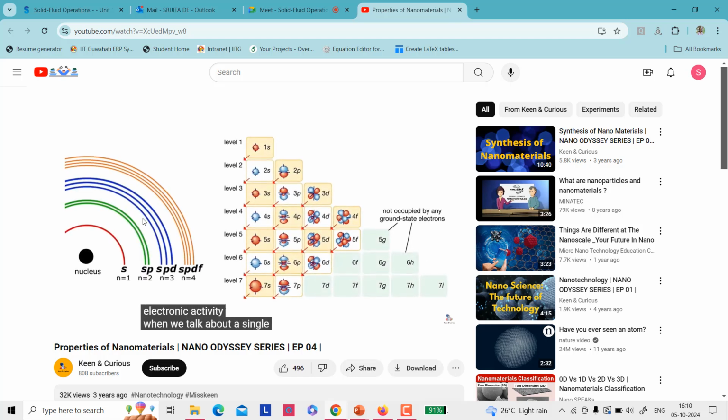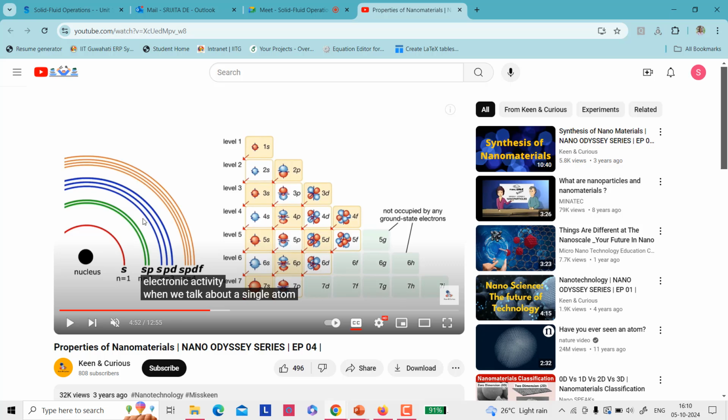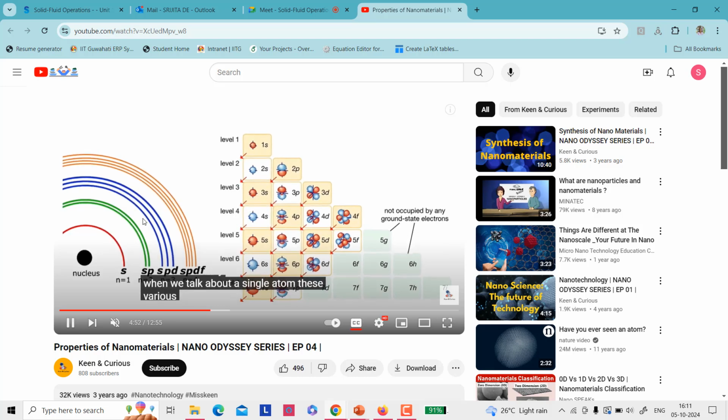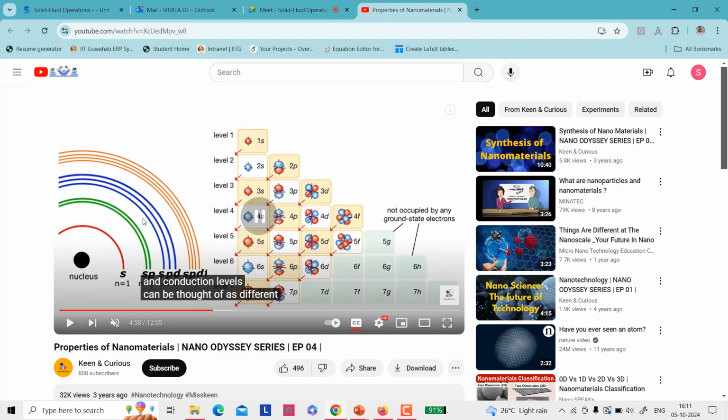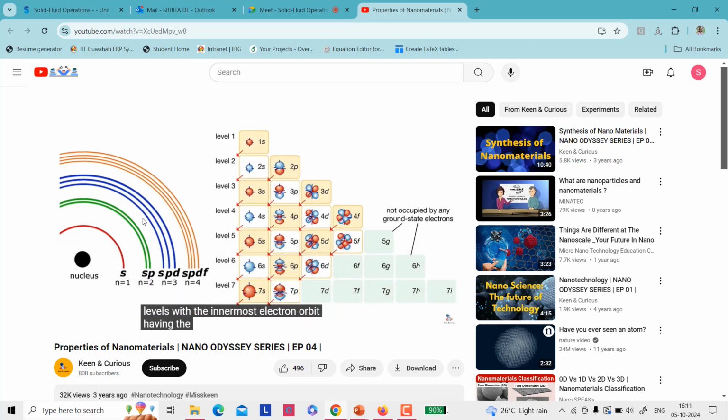So electronic activity, when we talk about a single atom, these various electron orbits and the valence and conduction levels can be thought of as different energy levels, with the innermost electron orbit having the highest stability and thus being lowest on the scale, and the conduction level having the lowest stability and being highest on the scale. When we talk about a number of atoms, these energy levels of many atoms seem to merge and form bands, with all energy levels of similar energy almost overlapping each other.